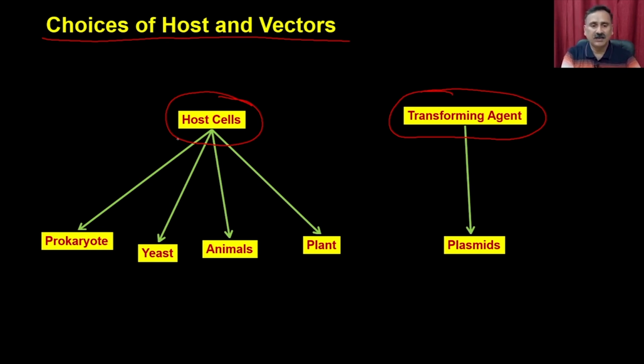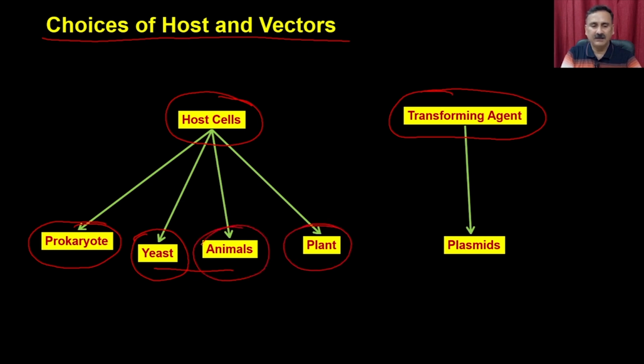As far as the host cell is concerned, you have multiple choices. You can use the prokaryotic system, either E. coli or other bacterial cells. You can use the eukaryotic system, such as yeast, animals and plants. As far as the transforming agent is concerned, you can use different types of plasmids, mammalian vectors, or yeast vectors, and we have discussed all that when we were discussing how you can clone a particular gene fragment into a vector of your choice.